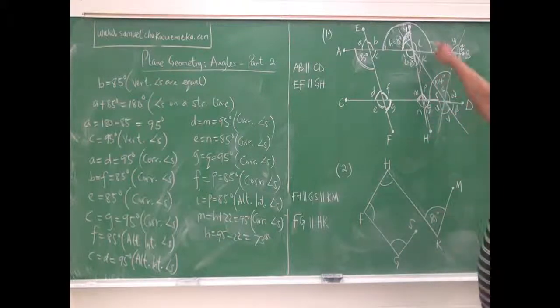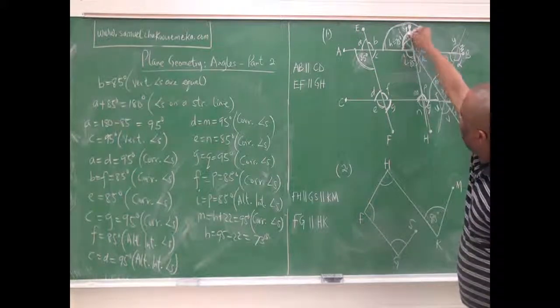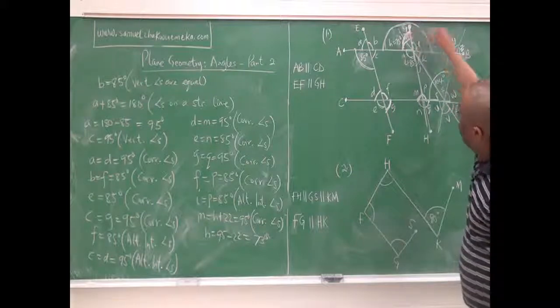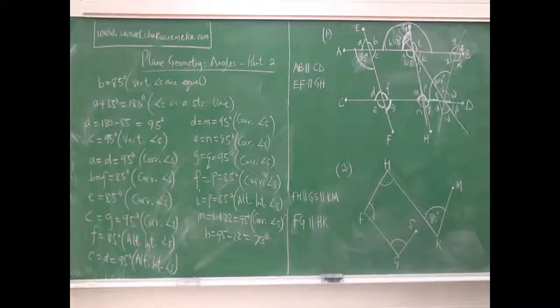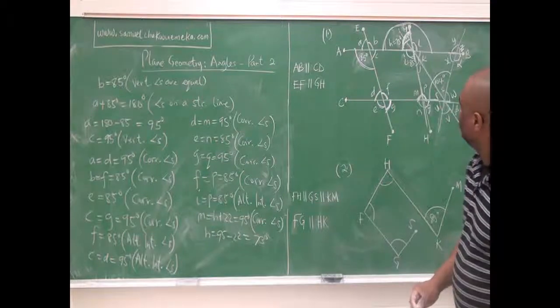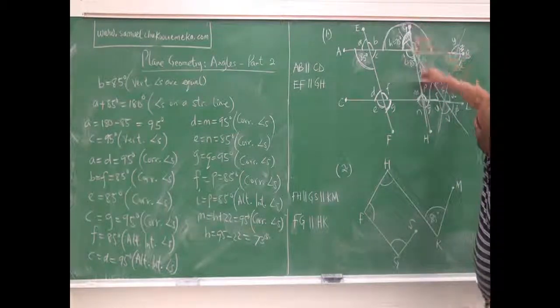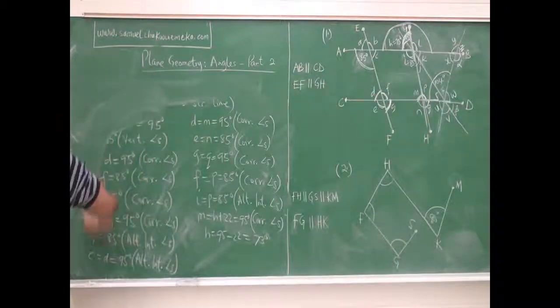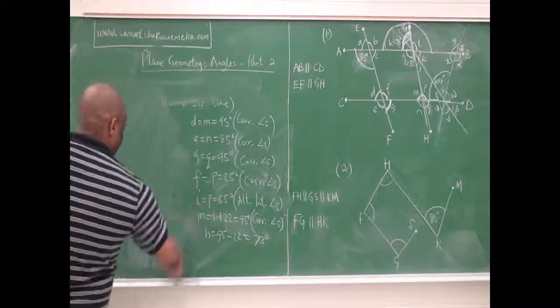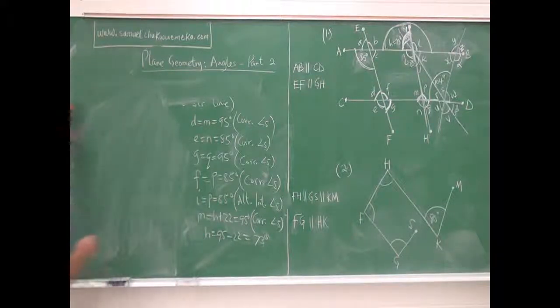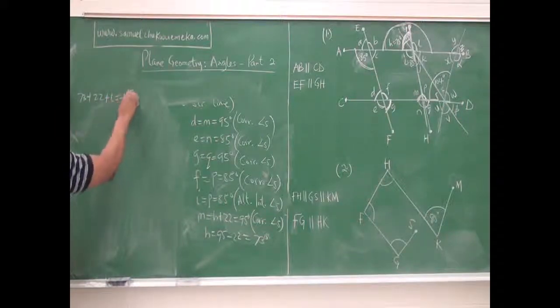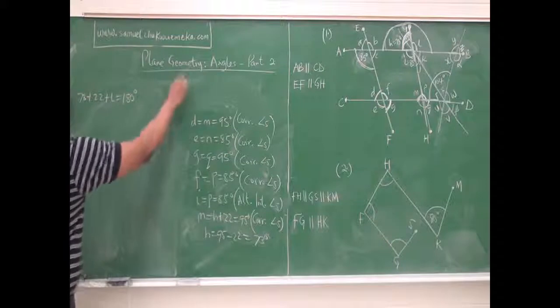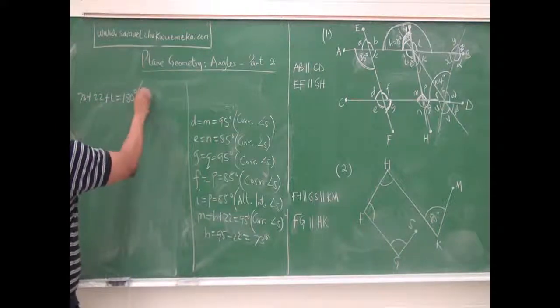Now, let's find L. So you see that this whole is 95. 95 plus this should give us 180. So we can find L. Okay? Just be careful how this goes. Let's go ahead and finish this up. So our 73 plus 22 plus L should give us 180 degrees. And the reason, angles on a straight line.